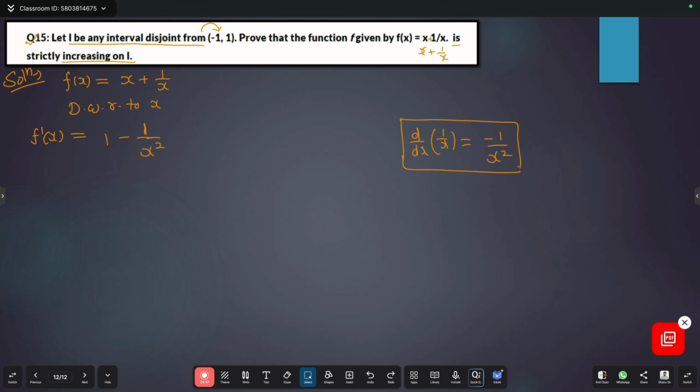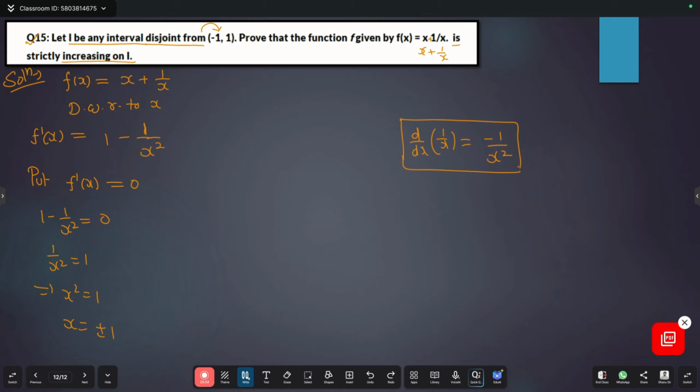Now, put f dash equal to 0 and find the critical points. Put f dash x equals 0. F dash x means 1 minus 1 upon x square equals 0. Then from here 1 upon x square equals 1. It implies x square equals 1, and x is plus minus 1. So there are two critical points, minus 1 and plus 1.